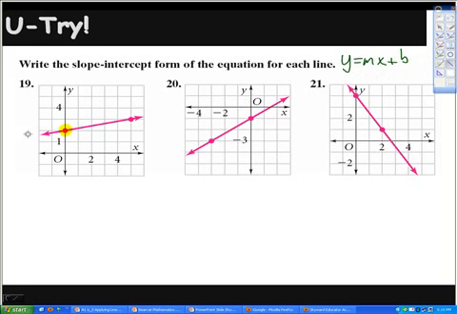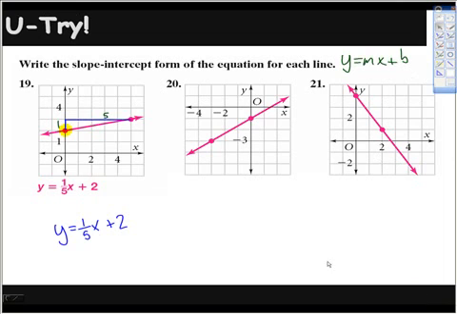And notice how this thing rises and then it runs. So if we can figure out the rise and the run, we're going to have the slope. So we rise 1 and we run over 1, 2, 3, 4, 5. We run 5. So my slope is rise over run, which is 1/5. I can write my equation. Y is equal to 1/5 x plus my b value here is 2. And there we are.